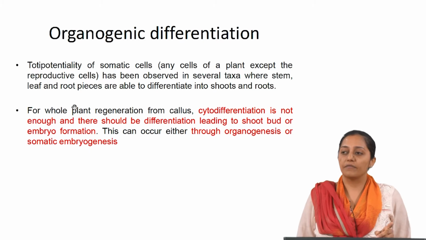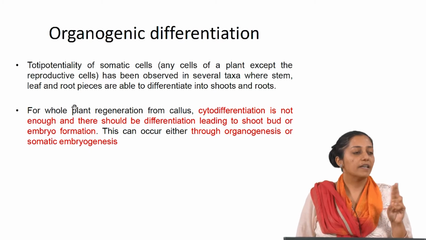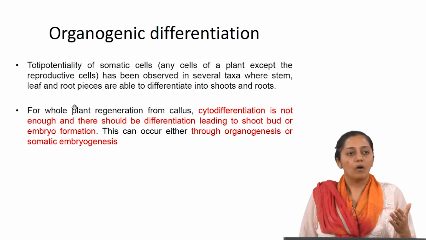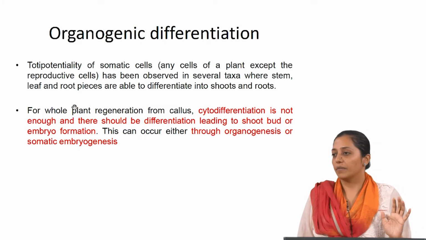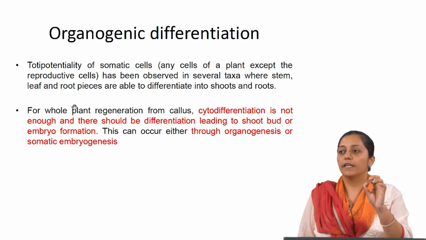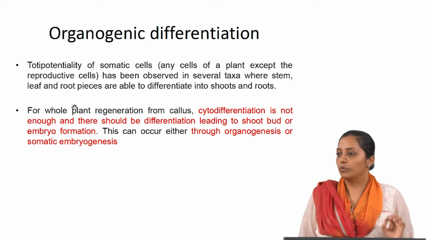So organic differentiation can be of two forms: direct formation of shoot bud or root bud, or formation of somatic embryos, thereby forming bipolar structures, one leading to shoots and the other leading to root.